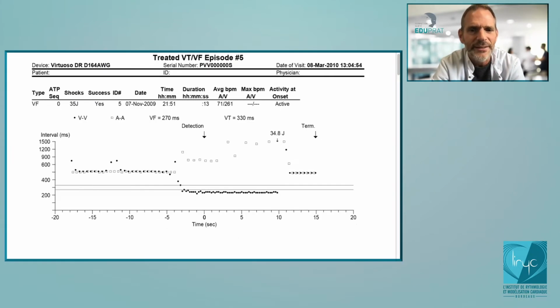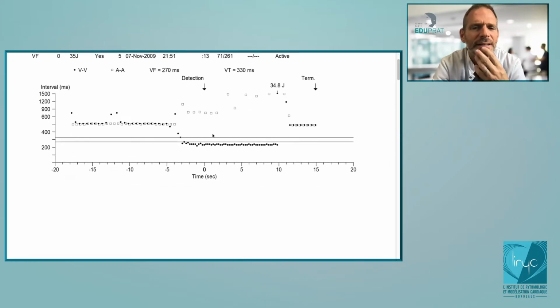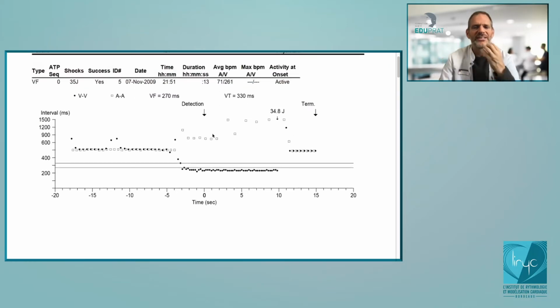You are still there? Yes? Yes. What do you think about this tracing? That's now a patient with an ICD, but the device is also working with the MVP. What happens here?